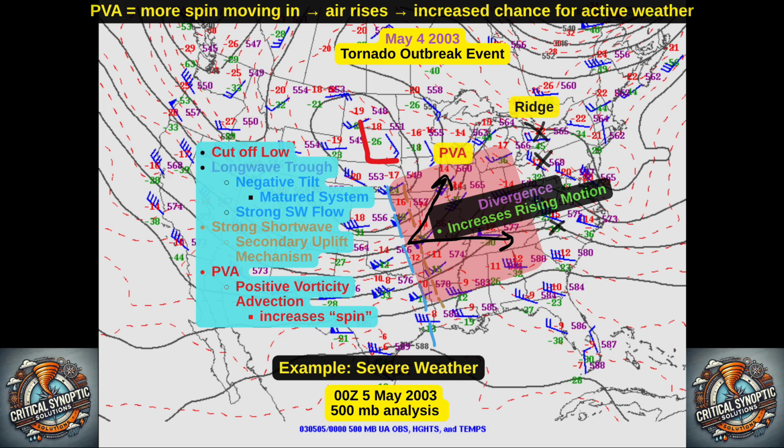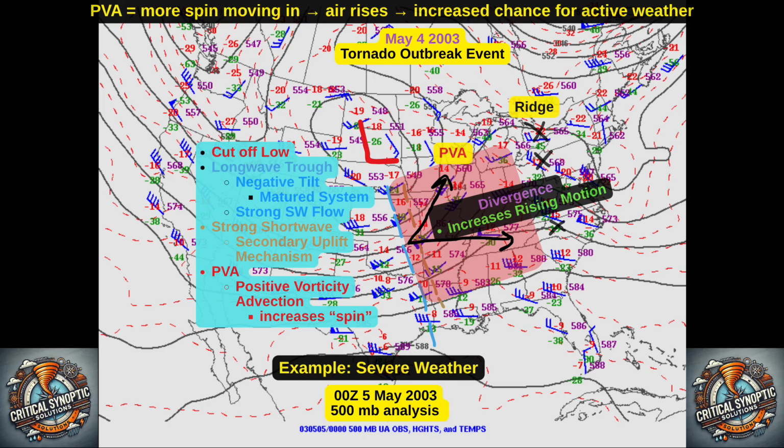On top of that, strong southwest winds are carrying warm, moist air into the region, and finally, a jet streak is helping remove air from above, allowing even more air to rise from below. Individually, none of these features guarantee severe weather, but when they all happen at the same time, they create an atmosphere that's much more favorable for thunderstorms and tornadoes. This is why meteorologists always look at the whole picture instead of focusing on just one ingredient.